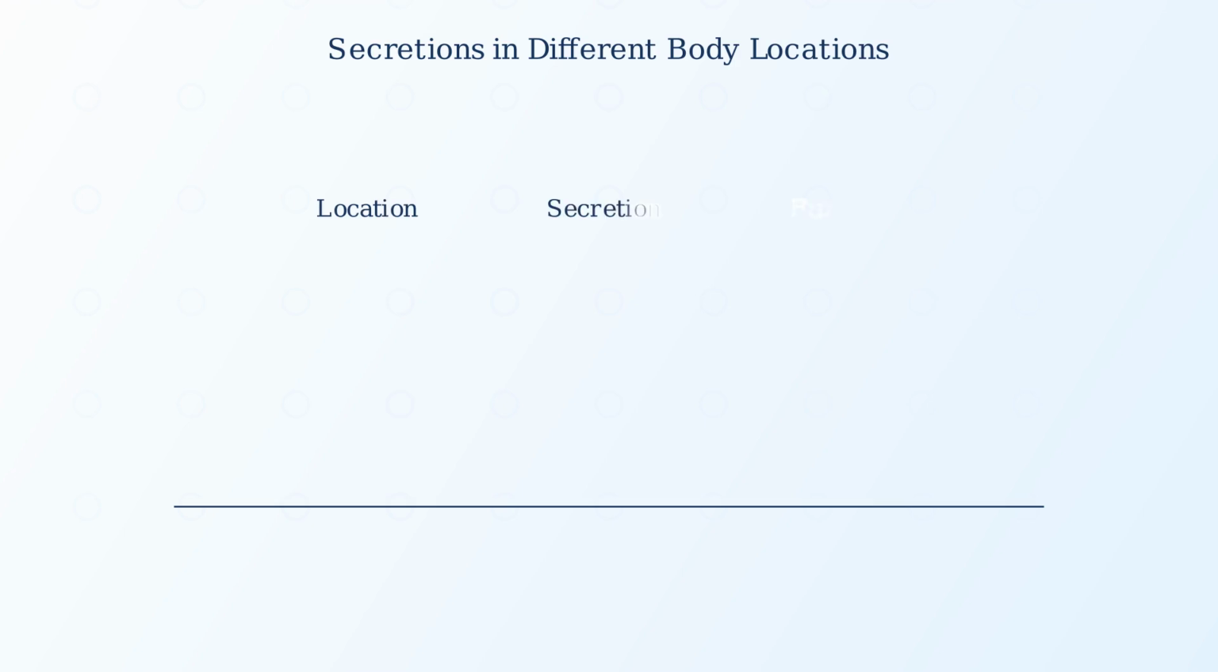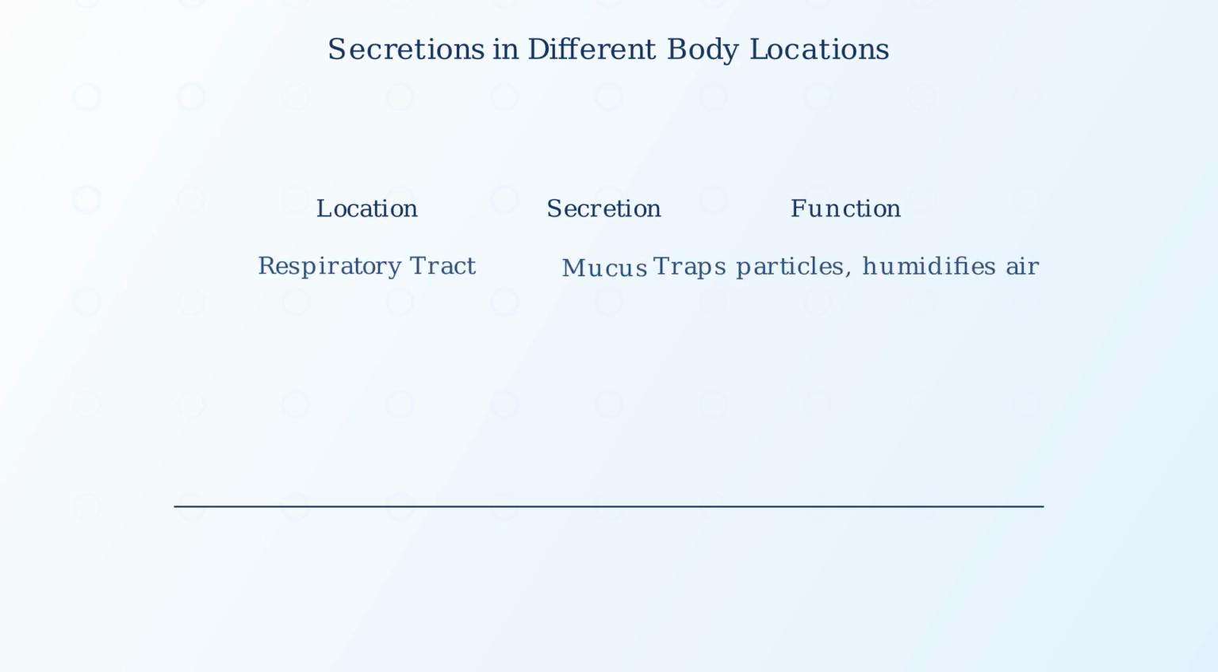Simple columnar epithelium produces various types of secretions in different locations throughout the body. In the respiratory tract, goblet cells produce mucus that traps particles and humidifies the air we breathe. In the gastrointestinal tract, columnar cells secrete digestive enzymes that help break down food.